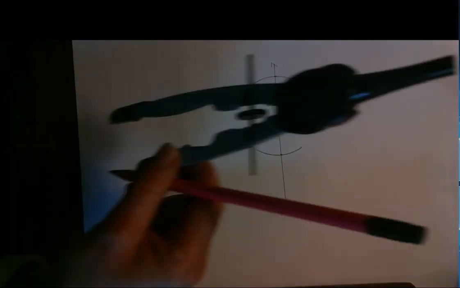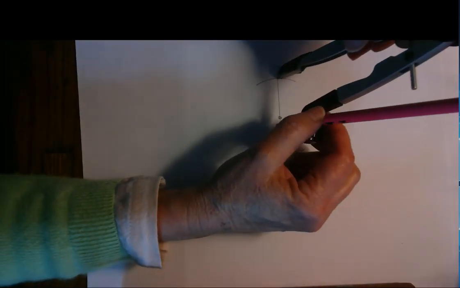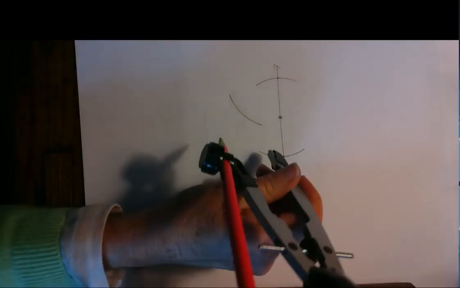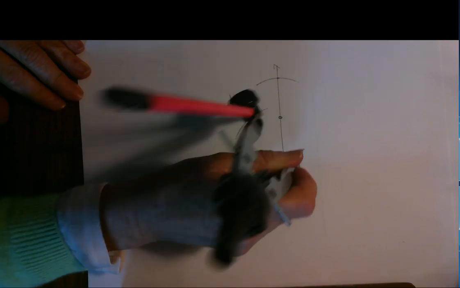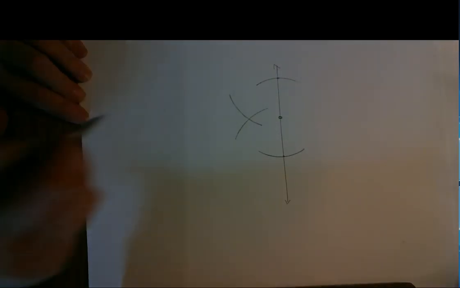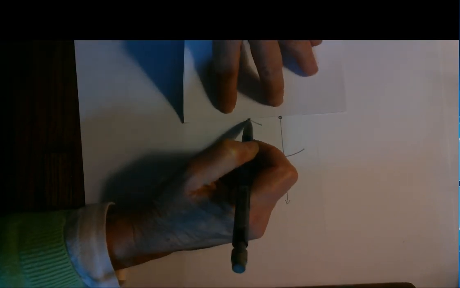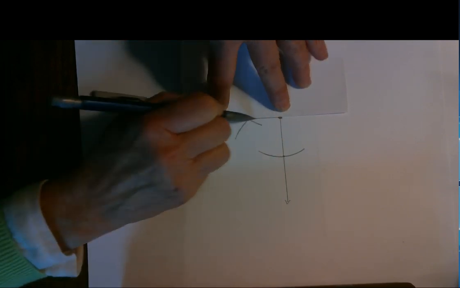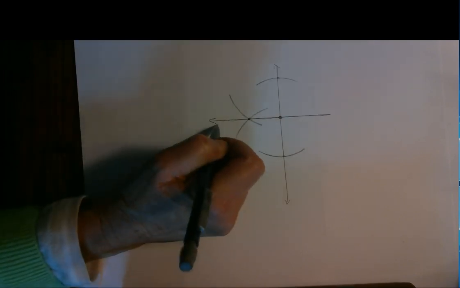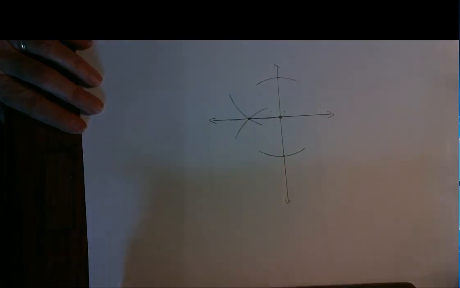Now what I have to do is take my compass and open it just a little bit wider than it was. And from each point of intersection, I'm going to swing an arc on one side of the line. Those 2 arcs should intersect. And when I connect that point of intersection to my original point, whoops, if my fingers don't get in the way, I should get a perpendicular line. I should have 4 perfect right angles.